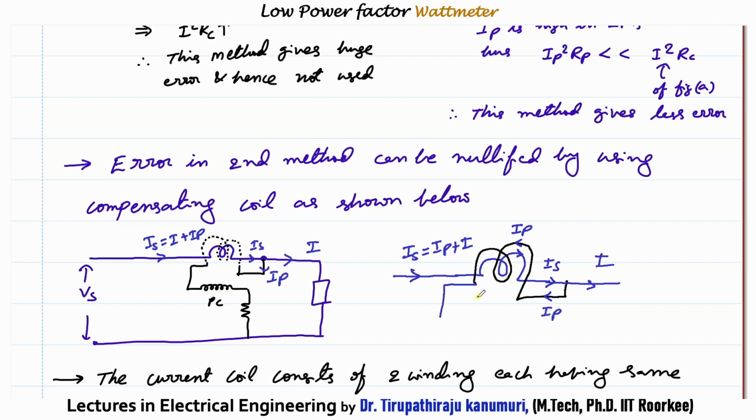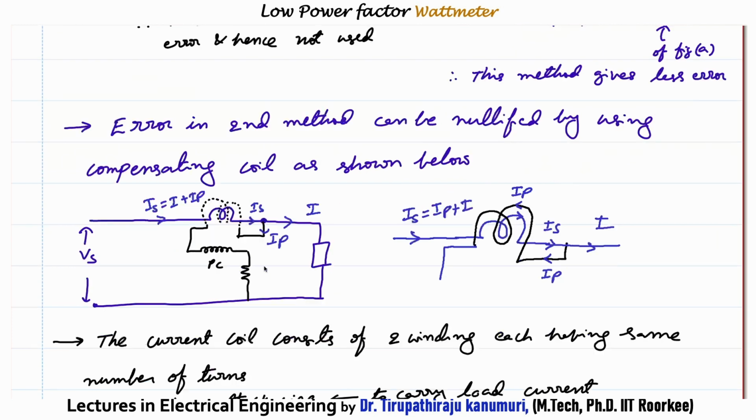Because we know the MMF is equal to the current passing through each turn multiplied by the number of turns. If I make the number of turns the same in these two coils, wound in opposite directions, then one flux is produced from left to right due to Ip, and another from right to left. So both fluxes cancel each other, and the resultant flux produced by the current coil will be only due to the load current. In this manner, the effect of the pressure coil current can be completely nullified. This is called the compensating coil.